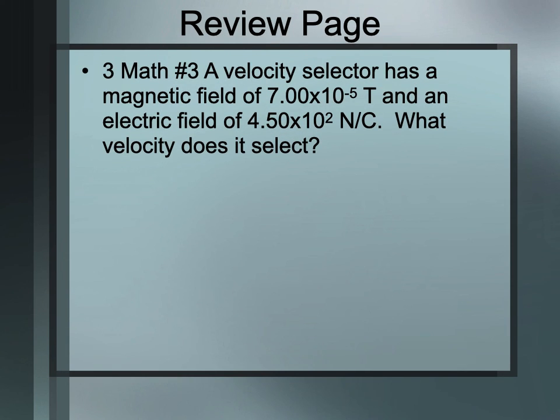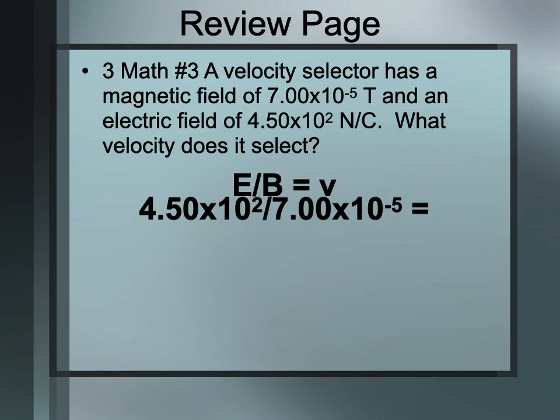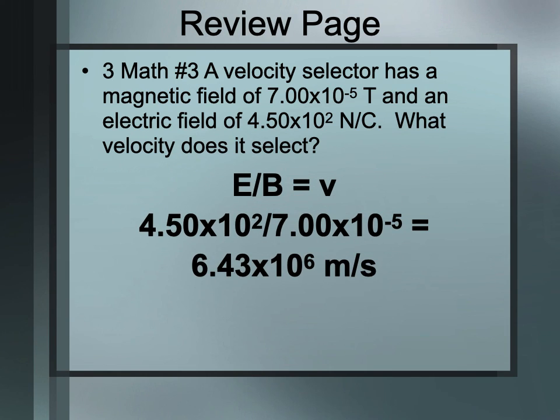So, question number 3. A velocity selector has a magnetic field of that and an electric field of that. What velocity does it select? Well, we have an equation. Plug in our numbers, run it through our calculator. Wow, that was hard. And you get 6.43 million meters per second. So this is truly just plug and chug, okay?